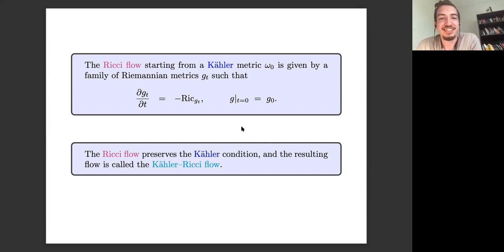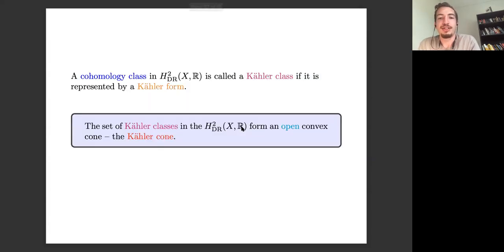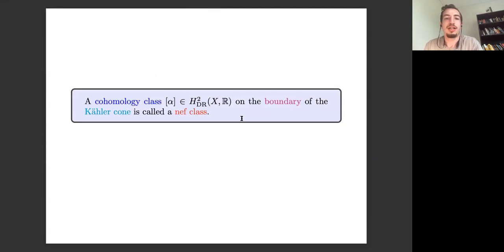Okay, so when we look at the Ricci flow starting from a Kähler metric, the resulting flow we refer to as the Kähler-Ricci flow. We saw that a cohomology class represented by a Kähler metric is referred to as a Kähler class, and the set of all Kähler classes in the second cohomology group form an open convex cone, which we refer to as the Kähler cone. Now, if it happens to lie on the boundary of this Kähler cone, then we refer to that as a nef class or a numerically effective class.